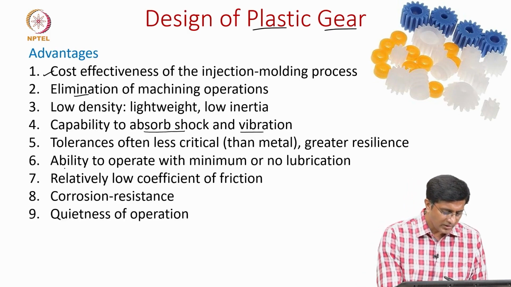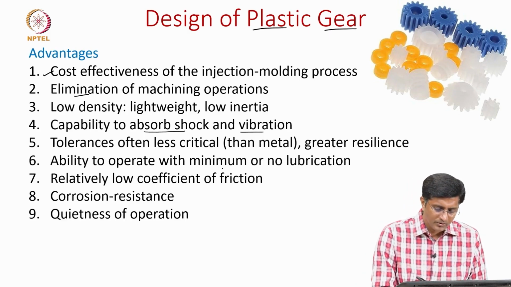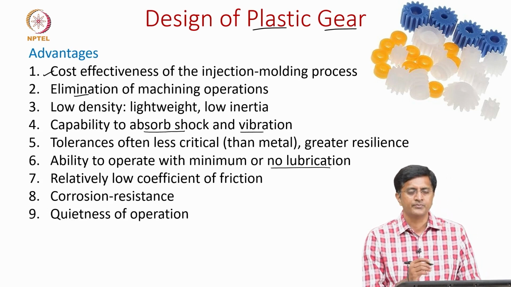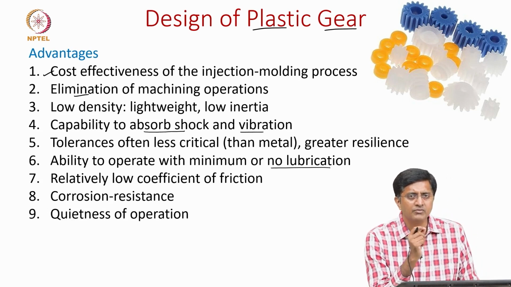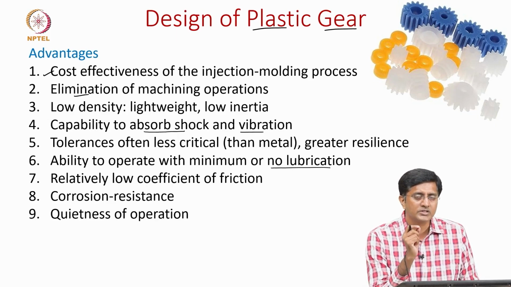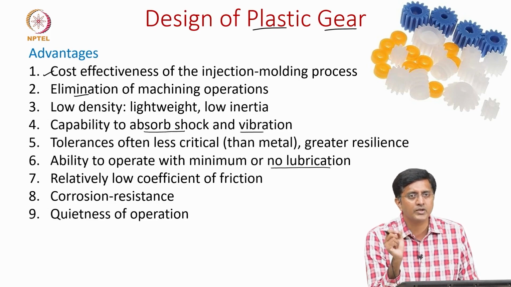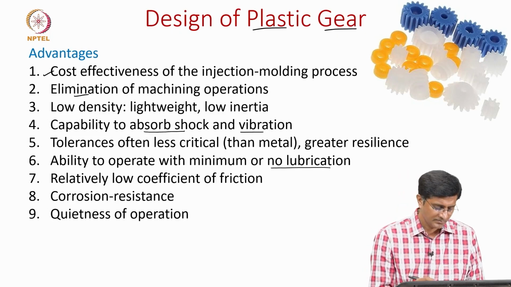We are also looking at the ability to operate with no or minimum lubrication. Because the coefficient of friction with polymers is much less, they have better tribological properties compared to metals. So, if we are applying it in low speed applications, maybe we can get away even without lubrication, but once we are looking at high speeds, high rotation speed, that is when lubrication is a must.